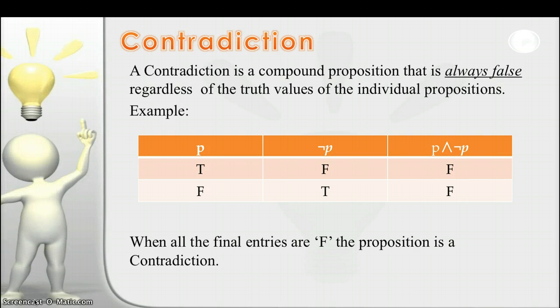Let's discuss first contradiction. A contradiction is when all your final entries, all the results at the last column of your table, are all false. For example, in this truth table, you will see at the last column, it's false and false. So a contradiction is a compound proposition that is always false. In this truth table, we use AND as an example.